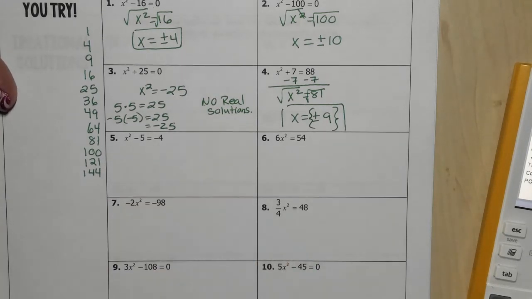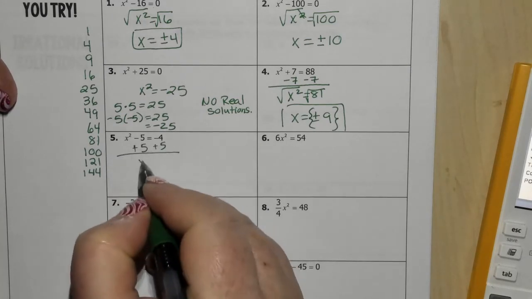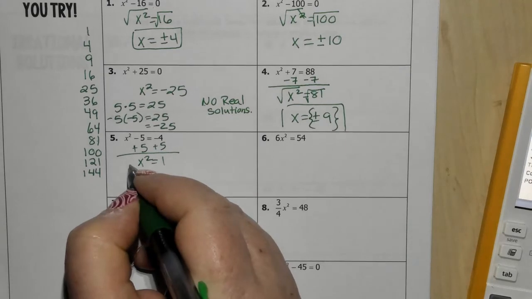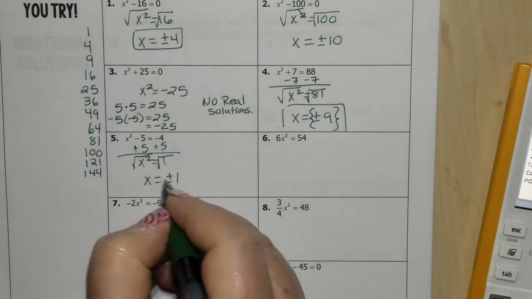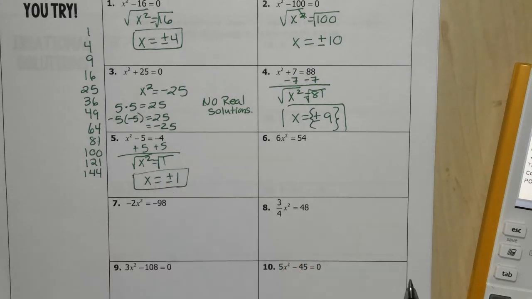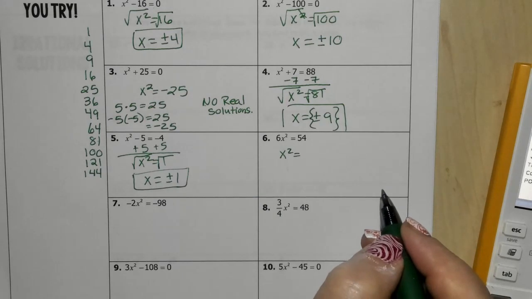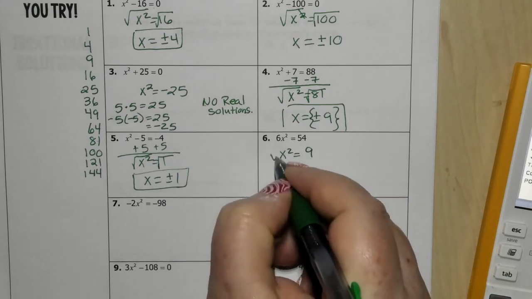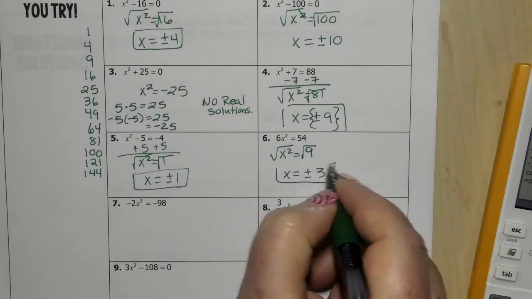Yeah, we'll do 5 and 6 too. Add 5. X squared equals 1. That one's tricky. What number times itself will give you 1? Plus or minus 1. And 6x squared equals 54. Divide by 6. 54 divided by 6 is 9. All right, take your square root. X will equal plus or minus 3. There you go.